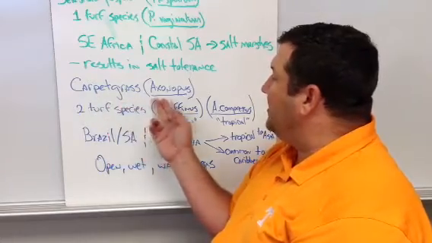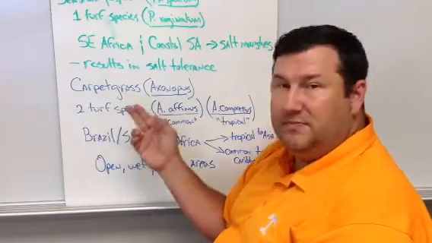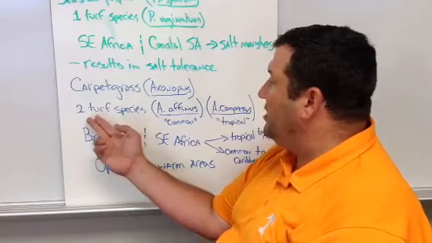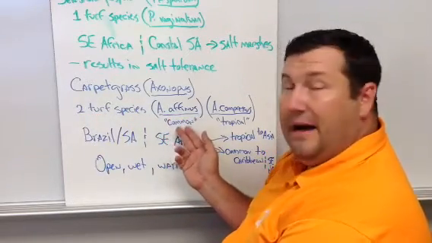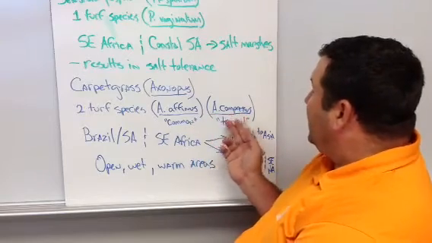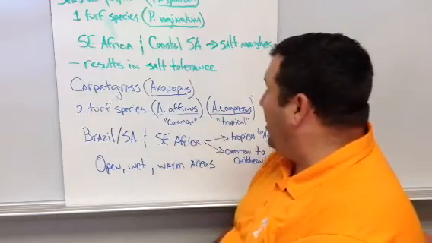Carpet grass, or Axonopus, is another species of turf grass that we use. Two turf species here, Axonopus affinis, or common carpet grass, and Axonopus compressus, or tropical carpet grass.